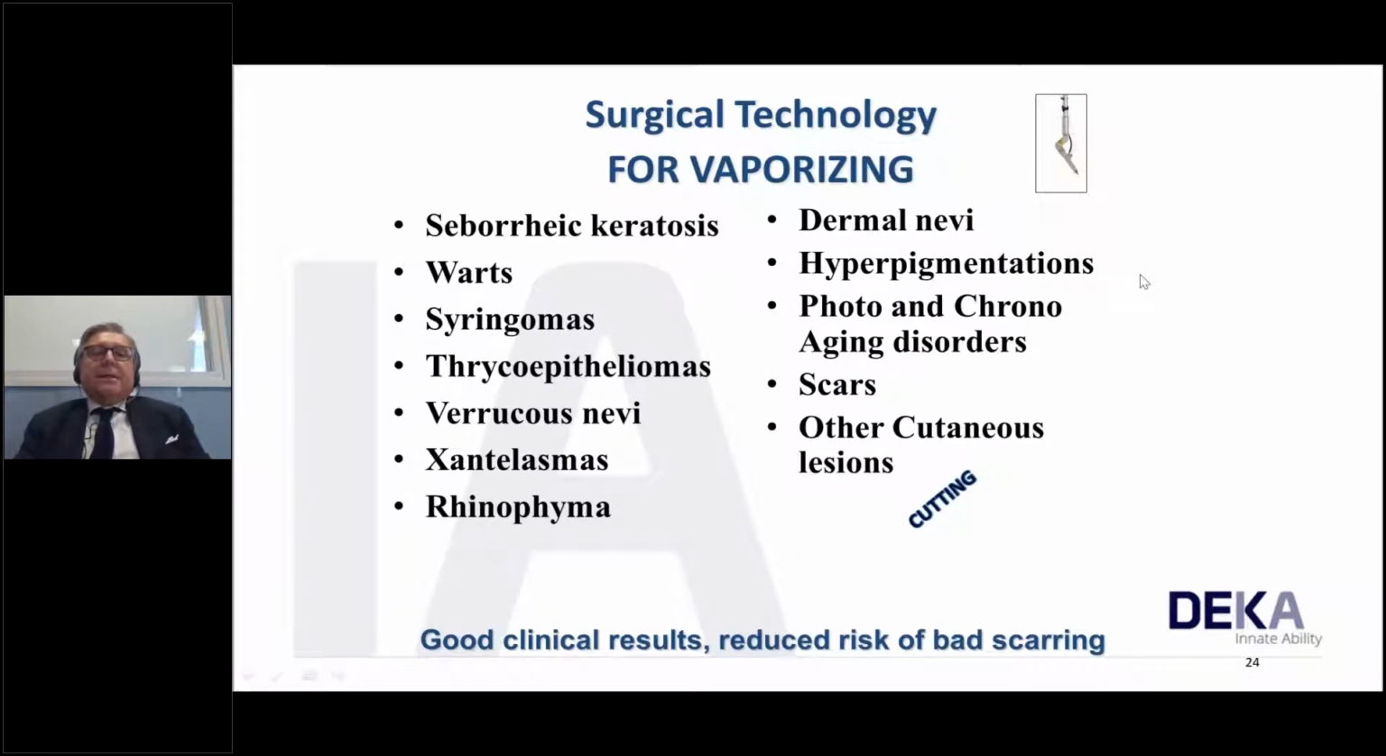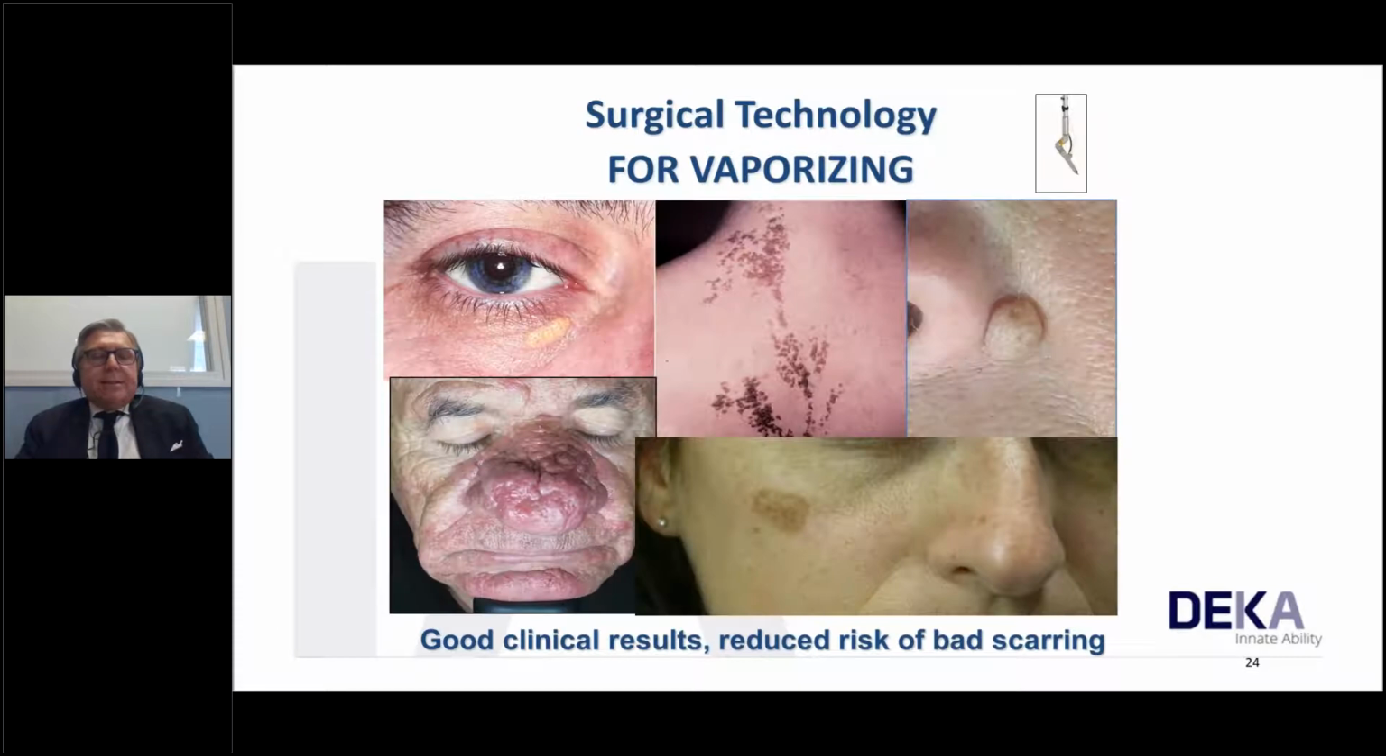In this slide, you can see a list of indications that we can vaporize with good clinical results and reduce the risk of bad scarring with the innovative protocols that we prepared over the last decade. And at a glance, the part of the clinical cases that we treat.